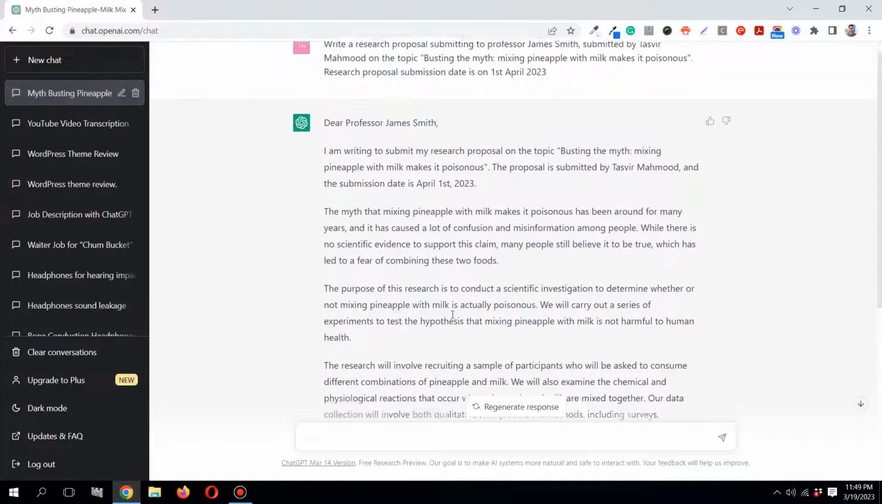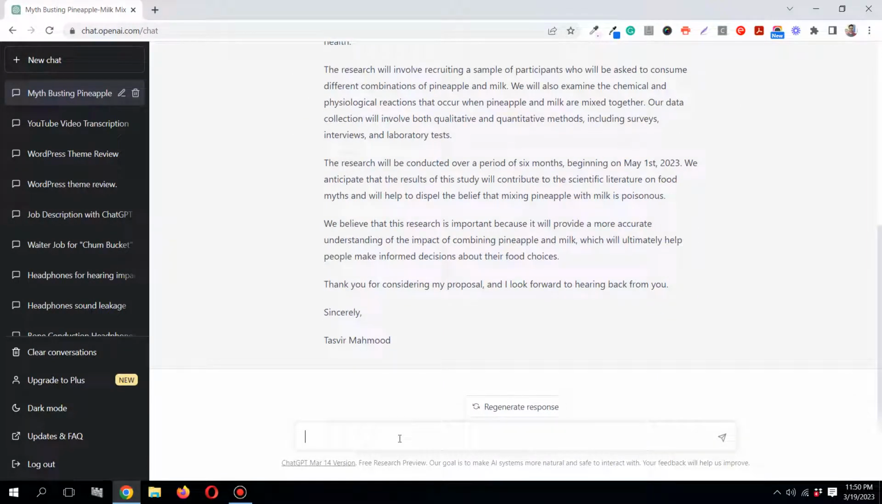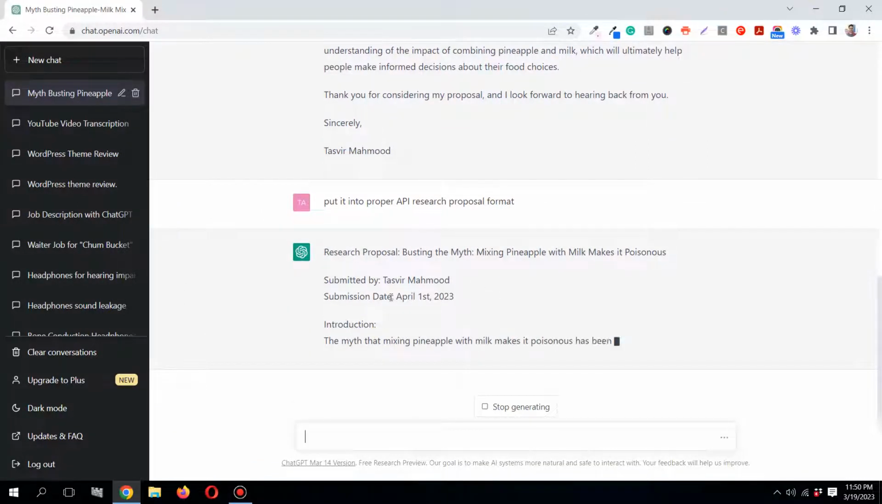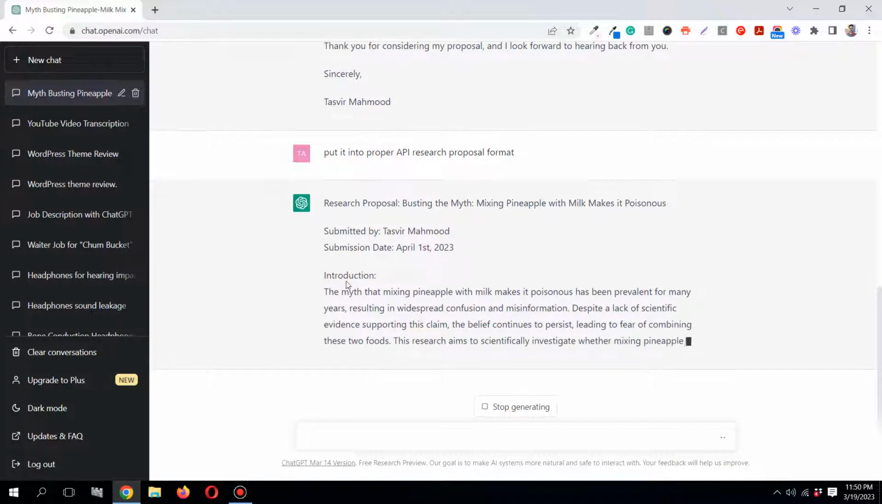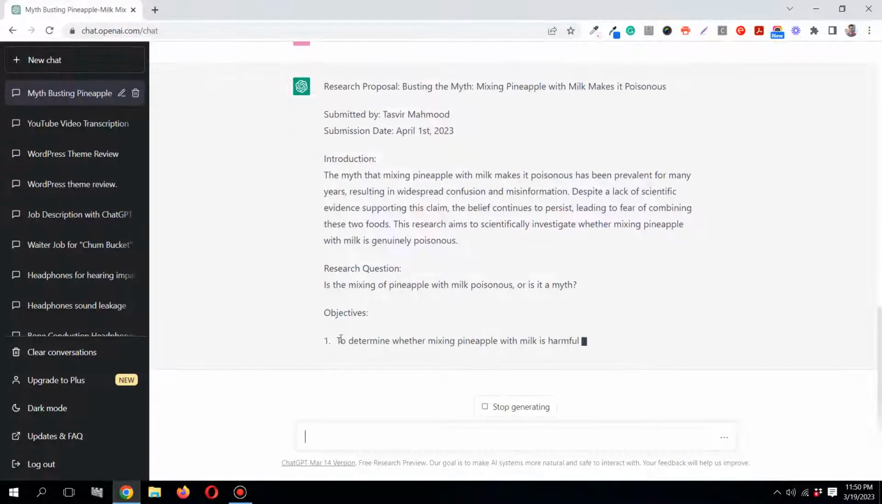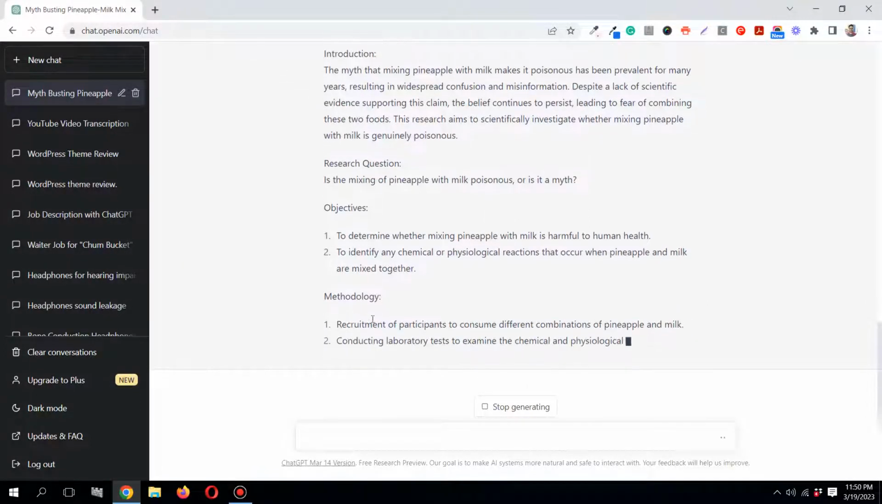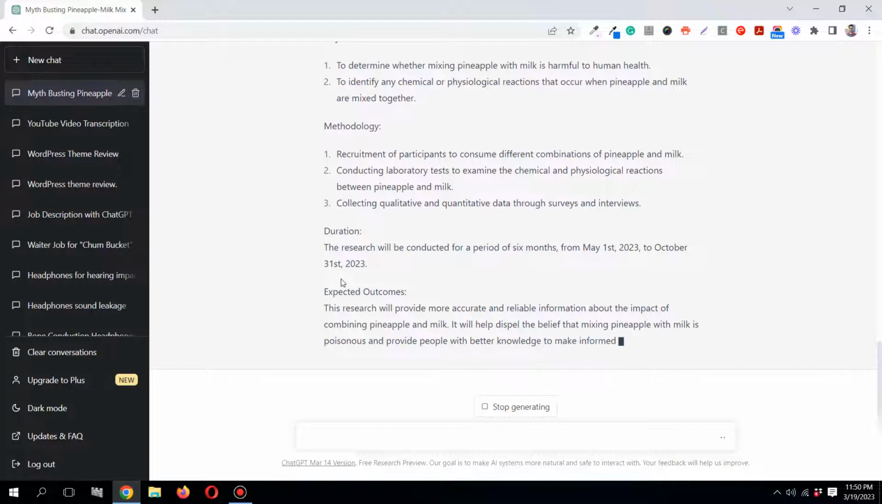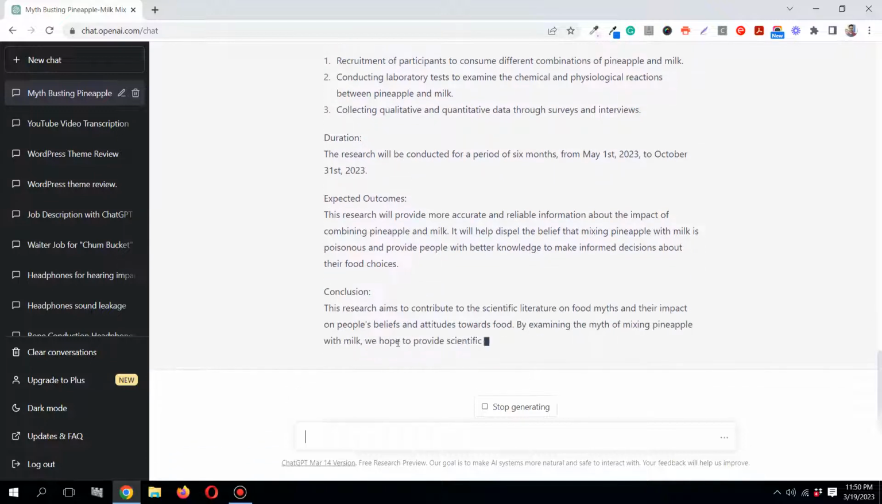Okay, I can just ask it to put it into proper APA research proposal format. See, it's writing it now, in proper format. So introduction, then research question, objectives, methodology, like how we are going to, duration, expected outcome, conclusion. So now it puts everything into the proper format.